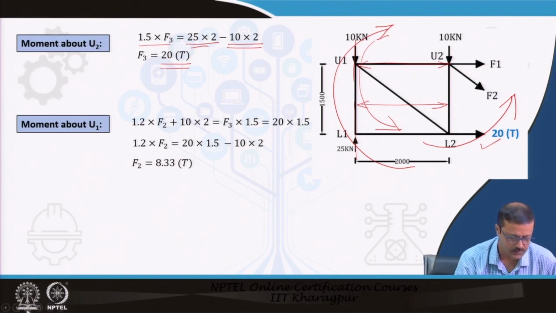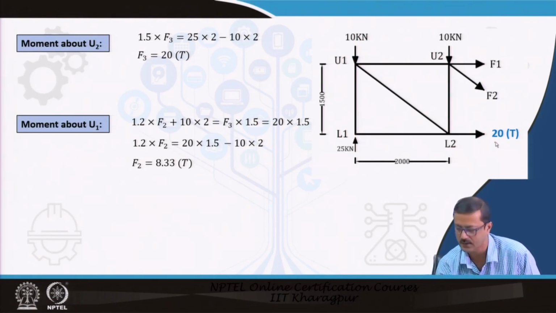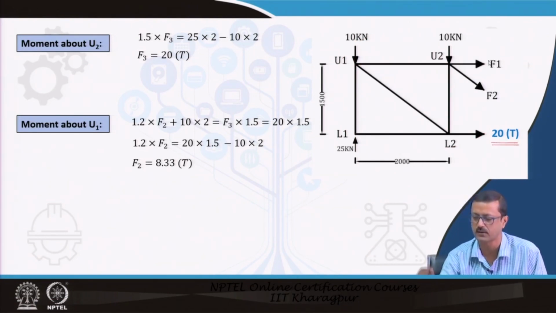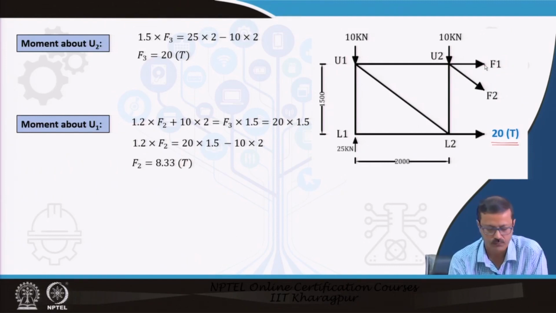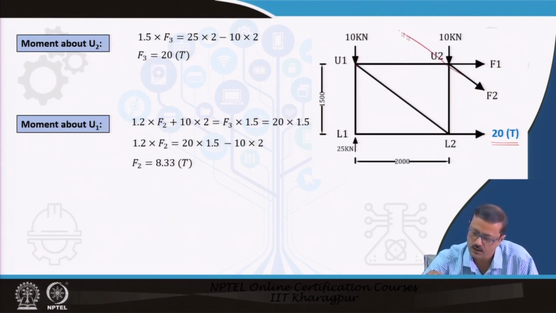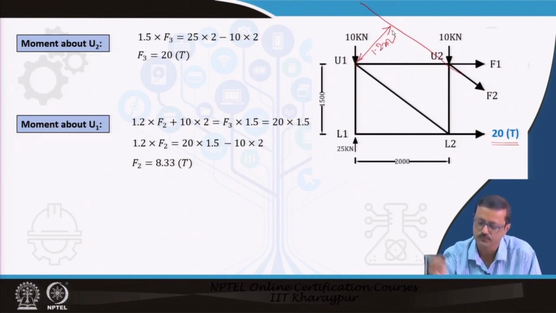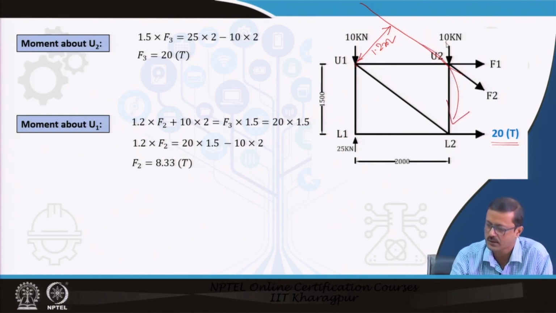Next, I got the value of F3 as 20. So, I still have to find out F1 and F2. So, I take the moment about U1. Why U1? Now, this force F1 passes through U1, same line, so its moment will be automatically 0. So, 1.2 into F2. From this point, the perpendicular distance I have found out is 1.2 meter from the trigonometry, from the cos theta and all. So, this is F2, and this gives you a moment like this.